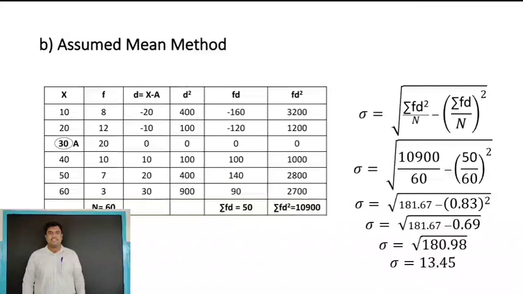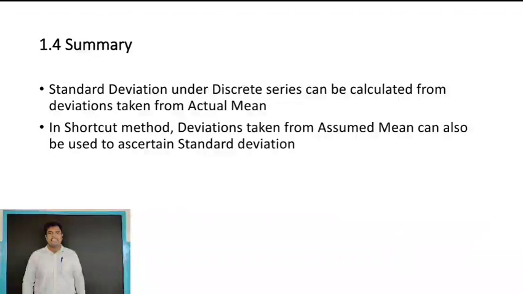I'll apply the formula. Standard deviation is equal to whole root of sigma fd square divided by n minus sigma fd by n whole square. Sigma fd square is 10,900 divided by n is 60 minus sigma fd is 50 divided by n is 60 whole square. If I simplify, I'll get standard deviation as same here also, that is 13.45.